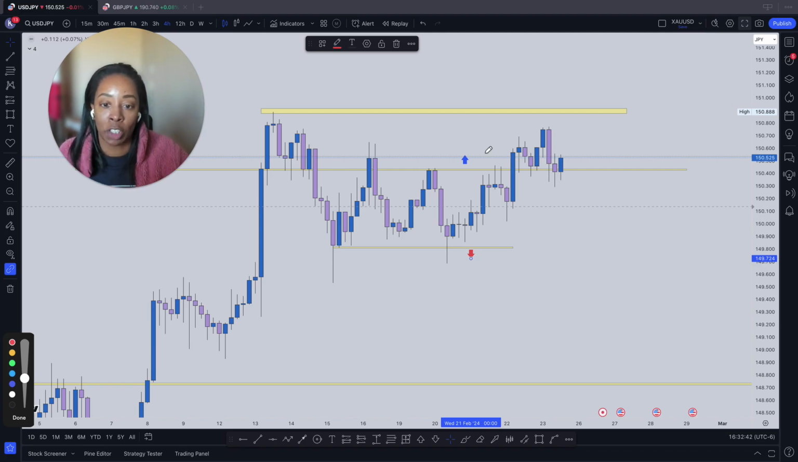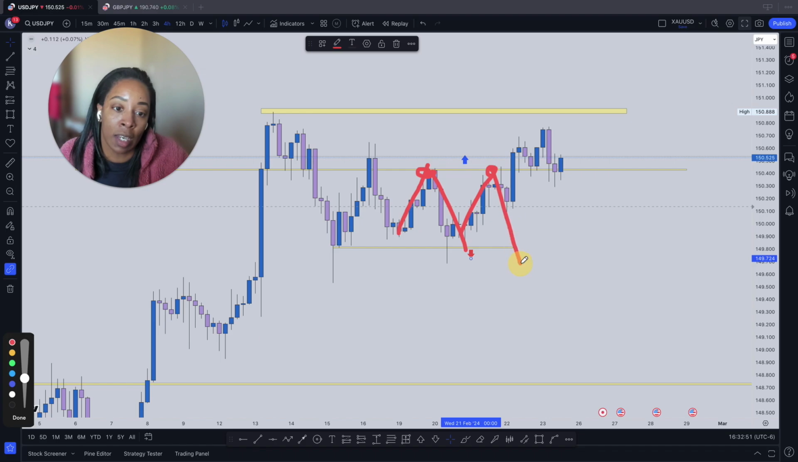Because that tells you at some point when price was going up, actually, let me just draw it. Like this is a good example. When price was going up, it got to this level and then it rejected. Once again, it got up to this level and then it rejected.